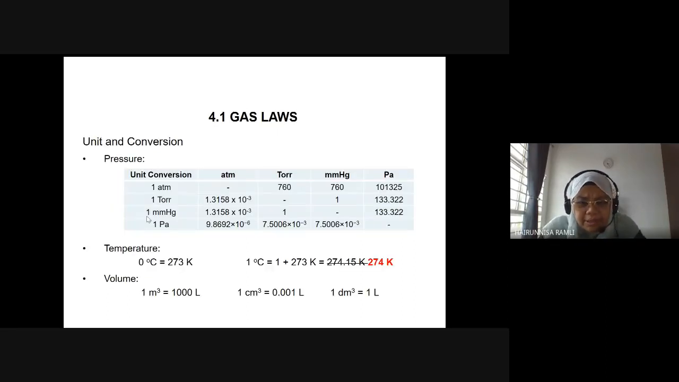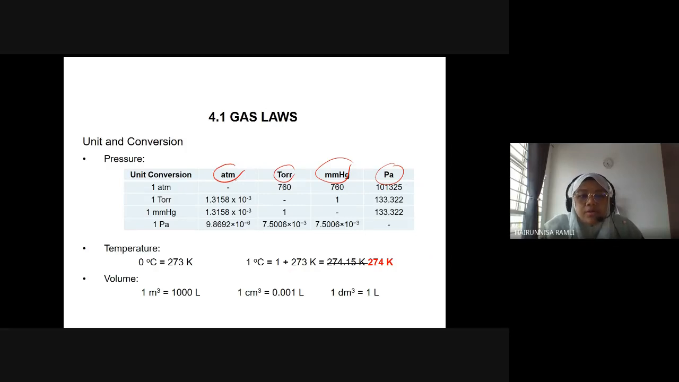Okay, sebelum kita pergi pada all the laws yang you perlu tahu, the unit and conversion is very important, especially for the unit of pressure. Because pressure ada banyak unit. And unit yang paling selalu kita pakai ada empat ni lah. Which is atmosphere, ATM, and then we have torr, and also millimeter mercury, and also pascal. So normally ATM, torr and millimeter mercury tu paling selalu lah. Pascal ni ada tapi jarang-jarang.